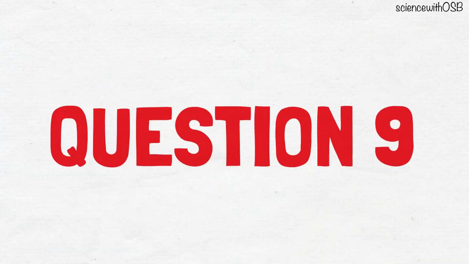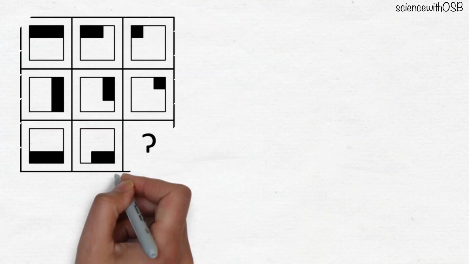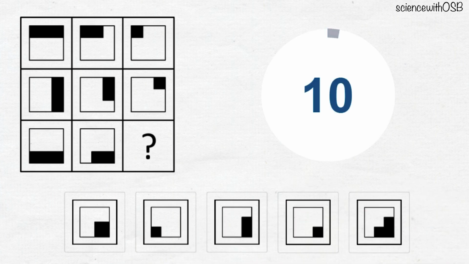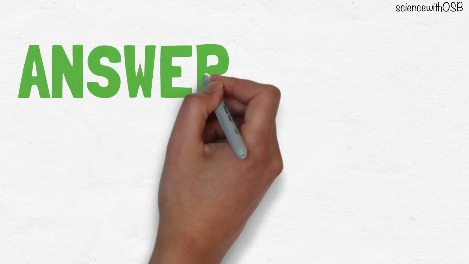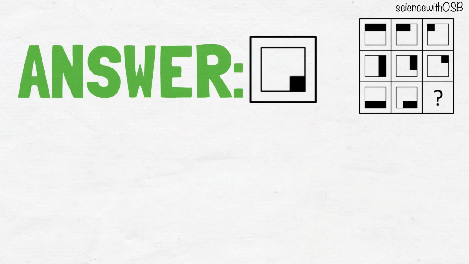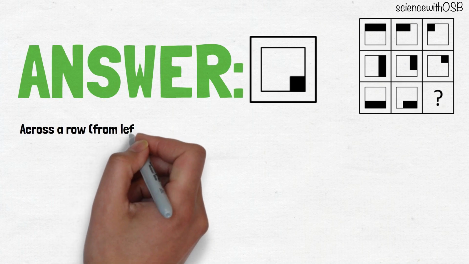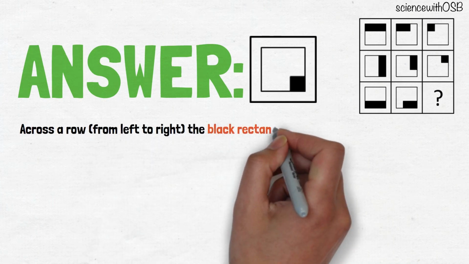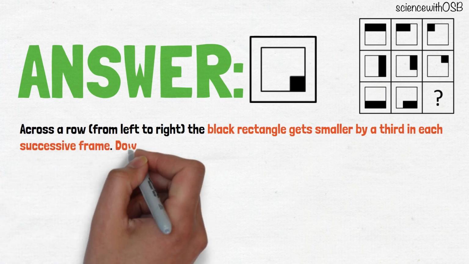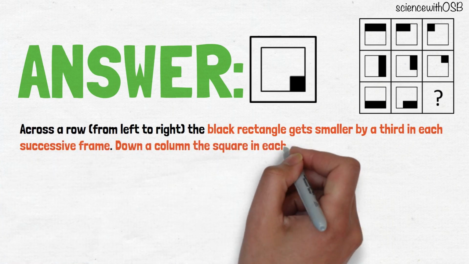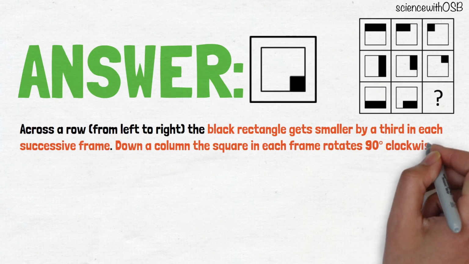Question number 9. Observe the matrices closely. Here, the correct answer is option 4. Across a row from left to right, the black rectangle gets smaller by a third in each successive frame. Down a column, the square in each frame rotates 90 degrees clockwise.